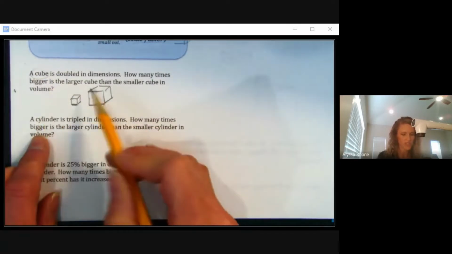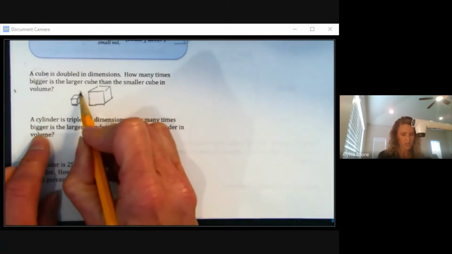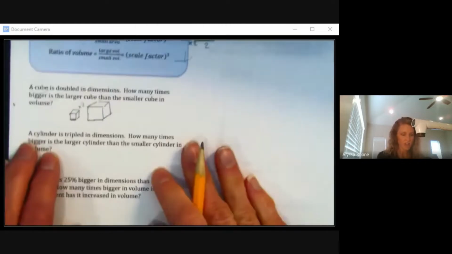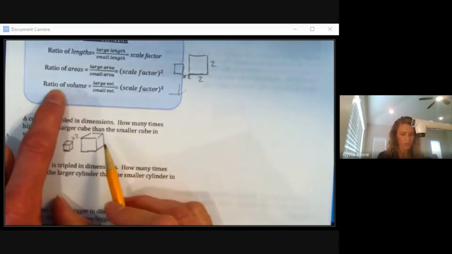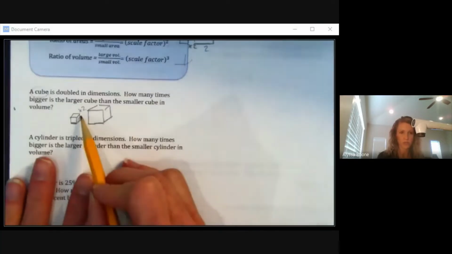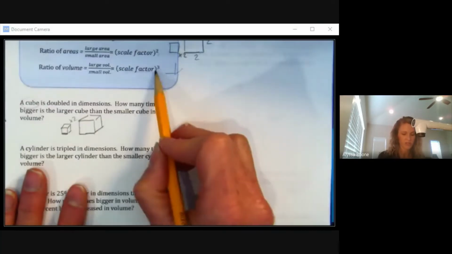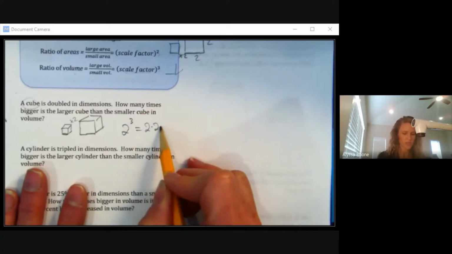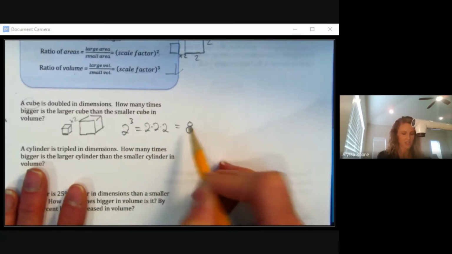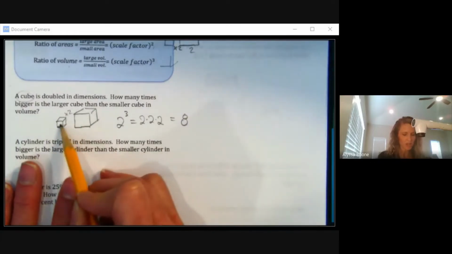There's 3 dimensions. So again, we did dimensions times 2. If we use our law that says the ratio of volume would be the scale factor, or 2 cubed, which is 2 times 2 times 2, or 8. So there are 8 small cubes that can fit in here.